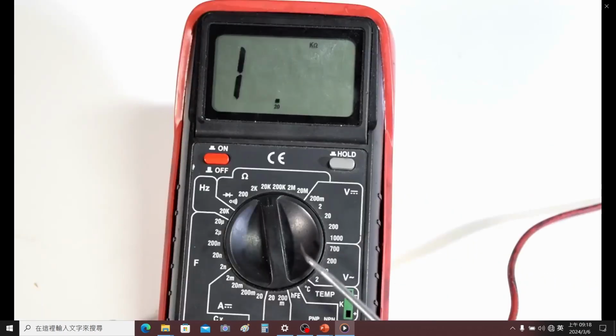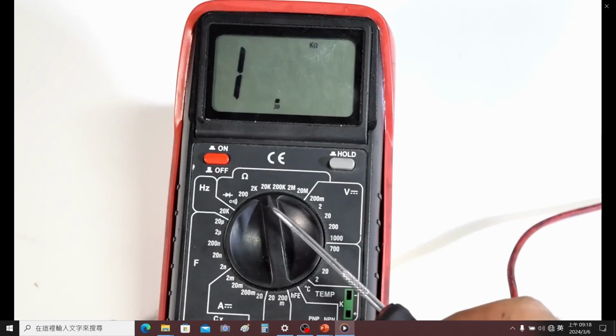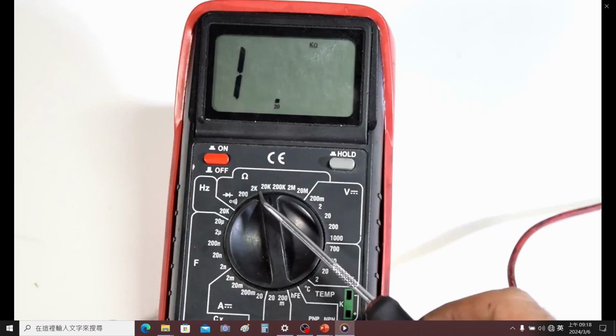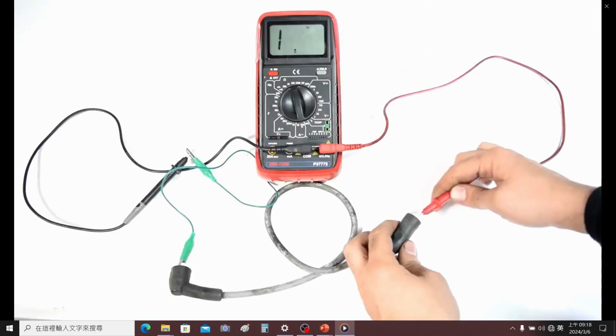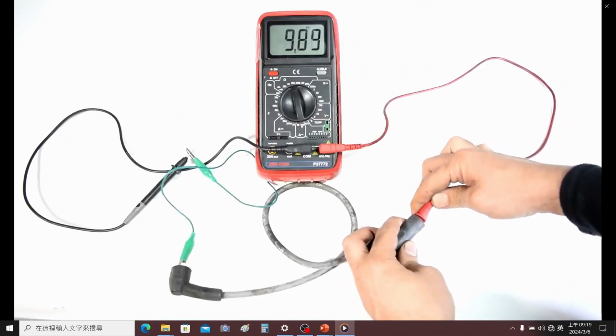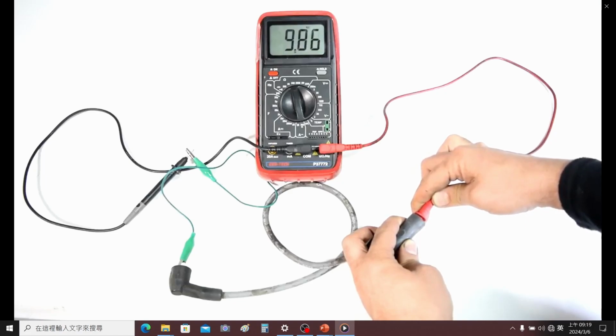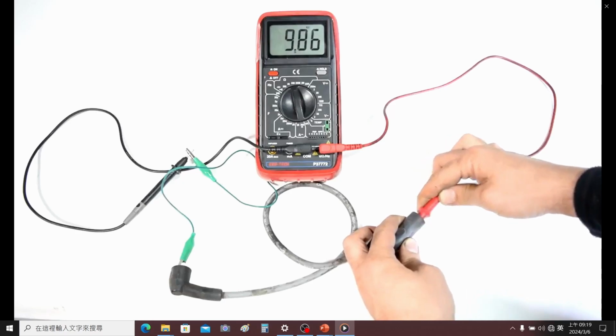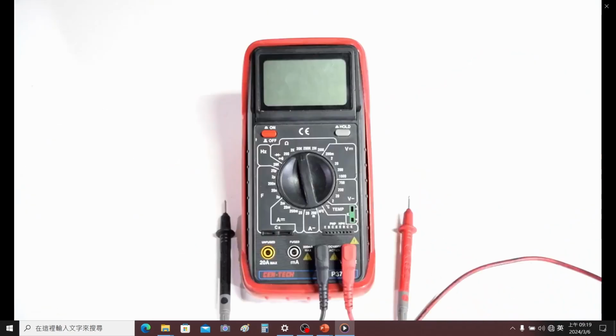All right, same as before, since we expect a measurement of 10,000, we're going to set our dial to the next number up, which is 20K, or in other words, 20,000 ohms. All right, here we go. And as you can see, we got 9.89 thousand ohms of resistance, or in other words, 9,860 or 870 ohms of resistance for the spark plug wire, which is about spec. All right, next, let's go on to testing for continuity.